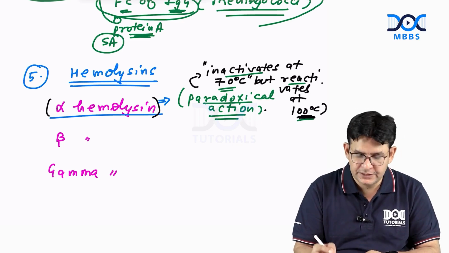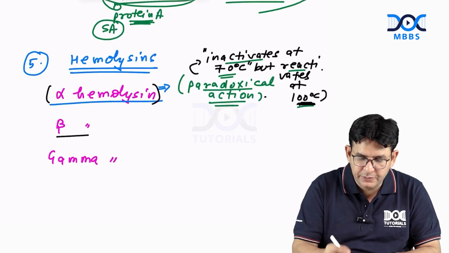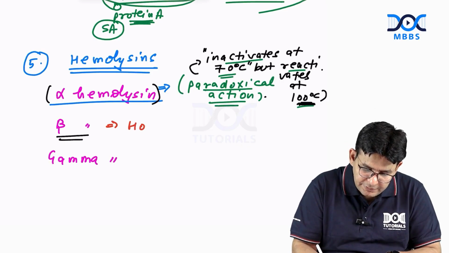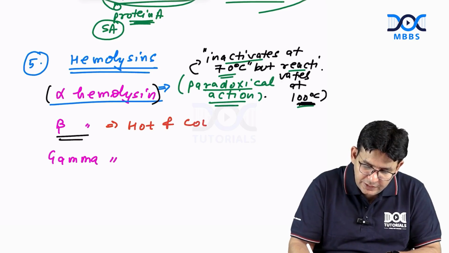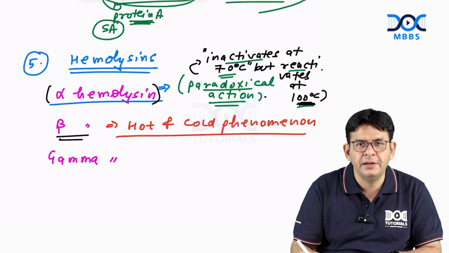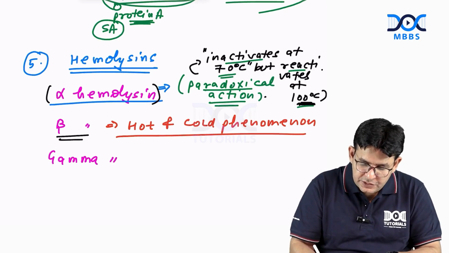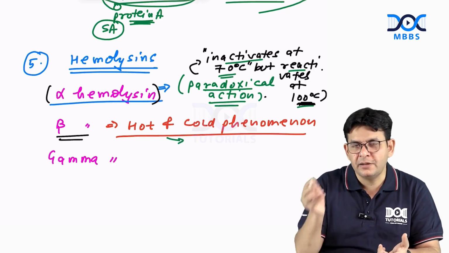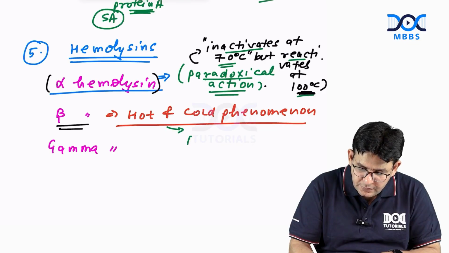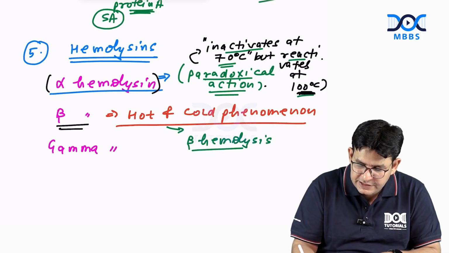And which particular fellow shows it? Alpha hemolysin. Then comes the beta hemolysin, and beta hemolysin shows a phenomenon termed the hot and cold phenomenon. And what is the hot and cold phenomenon? So obviously, you know, beta hemolysis is a complete hemolysis. This beta hemolysis, this complete hemolysis, starts at which temperature?